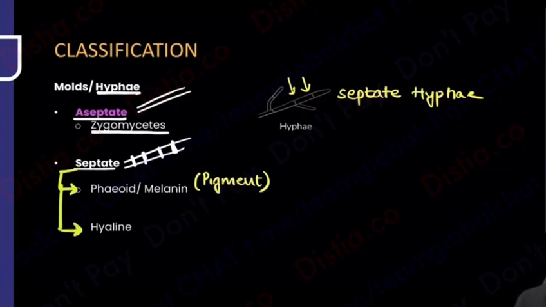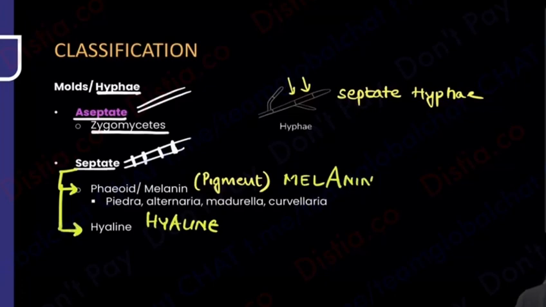So now I'm going to change the methodology or the pronunciation a little. So now I'm going to call it melanin. Why am I calling it melanin? And hyaline, I'm going to call it as hyaline. That is how I'm going to change the terminology. Remember that under the melanin one, all the things are going to come under it. Means Piedraia, Alternaria, Madurella, Curvularia. These are all the ones which are going to contain melanin or phaeoid. So repeating, Piedraia, Alternaria, Curvularia, Madurella, all the A sounds.